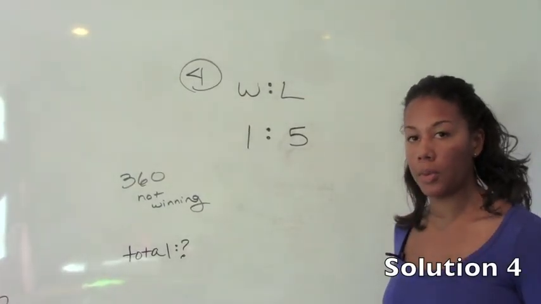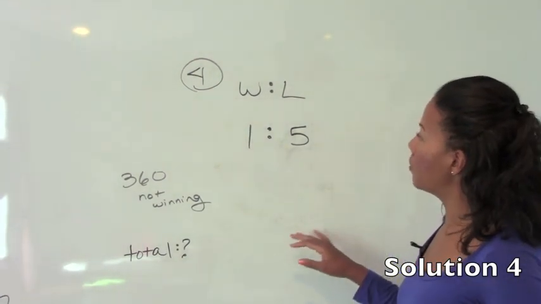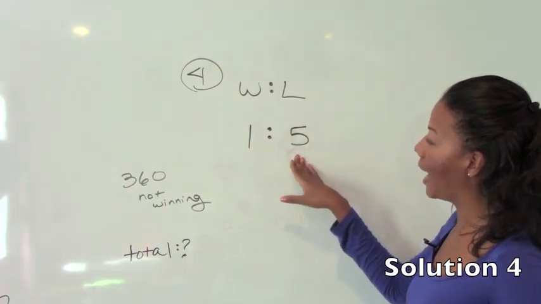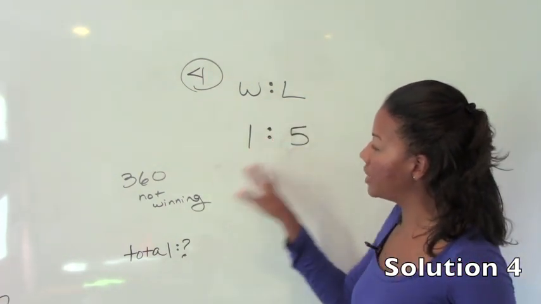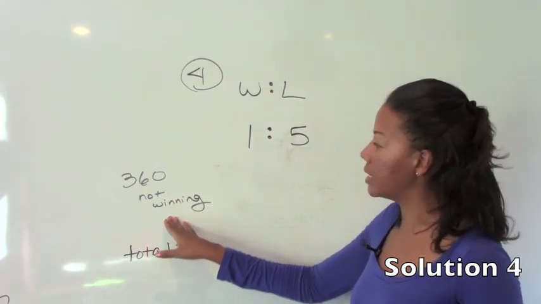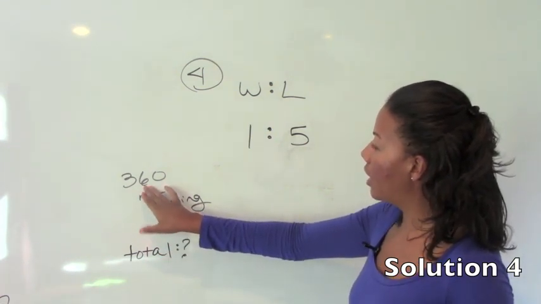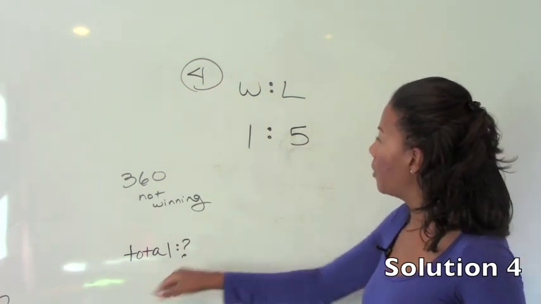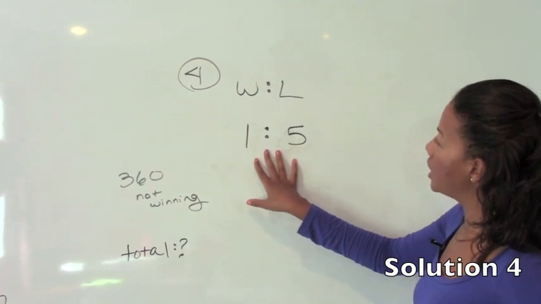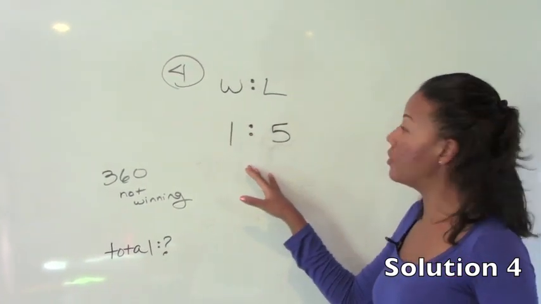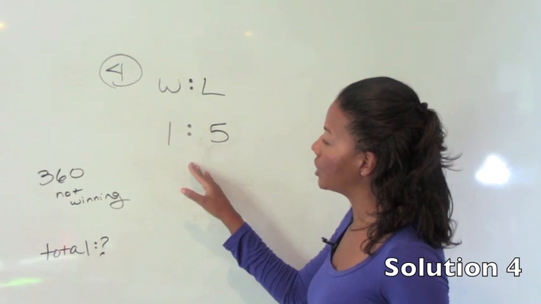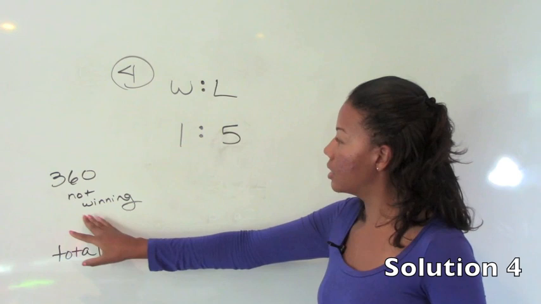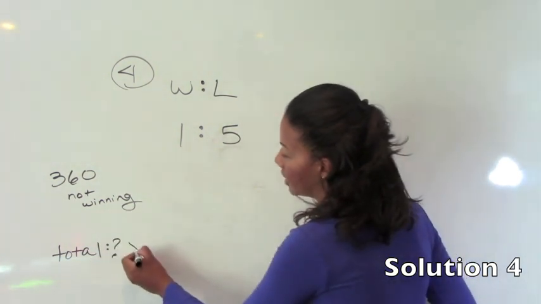Number 4, there are a couple of ways that we can approach number 4. So number 4 tells us that the ratio of winning tickets to losing tickets is 1 to 5, and then the actual number of tickets that are not winning tickets, so your losing tickets, is 360. Then they want to know what the total number of tickets is. So one thing you can do is change this ratio into a fraction. If you find the fractional part of losing tickets, you can set it equal to the actual number of losing tickets. So let's say that your total number of tickets is X.